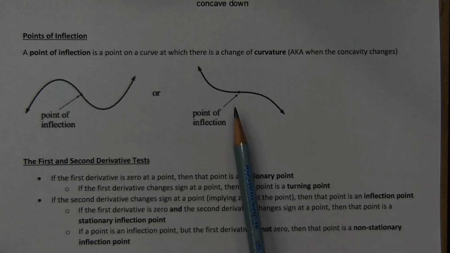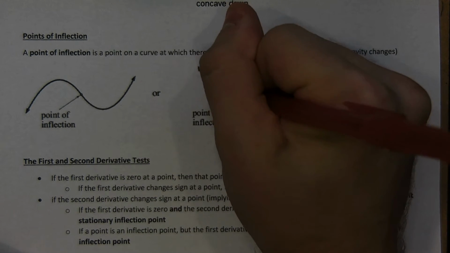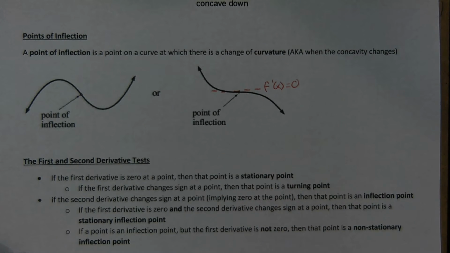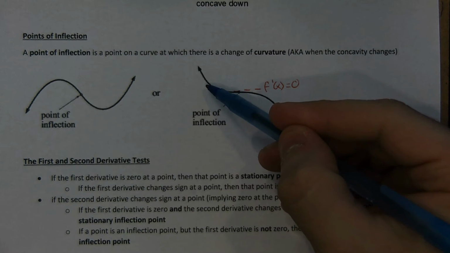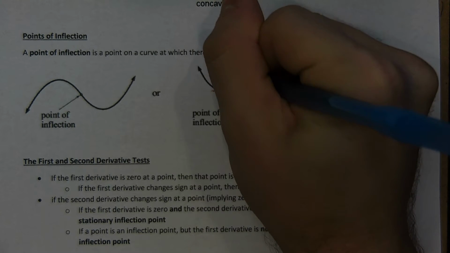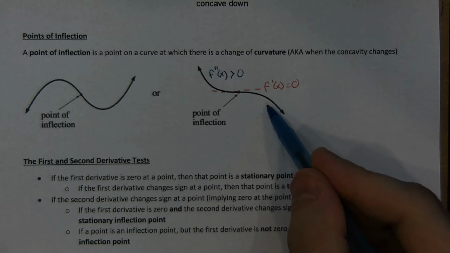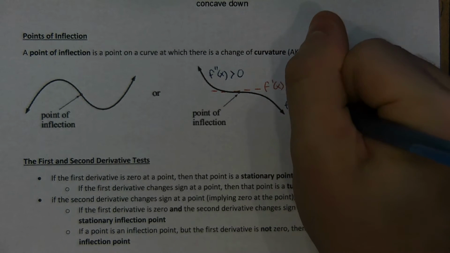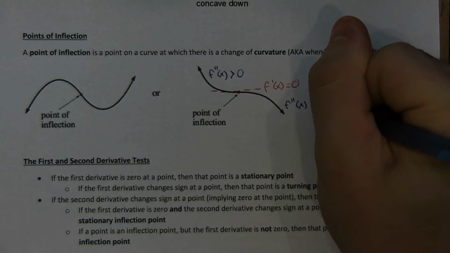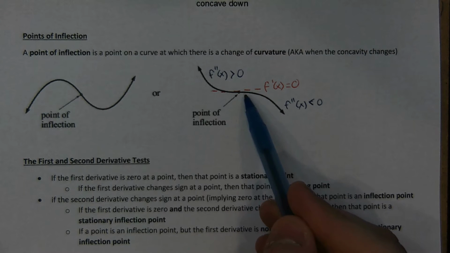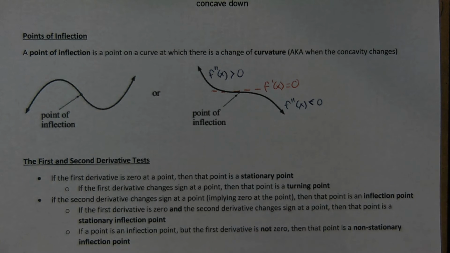Well, here, we've already seen this image before. Here, first derivative is 0. Over here is concave up, so the second derivative is positive. And over here is concave down, so here the second derivative is negative. So what we have is a stationary point because the slope is 0 there. And it's also a point of inflection. And that's why we've been calling these things a stationary inflection point.